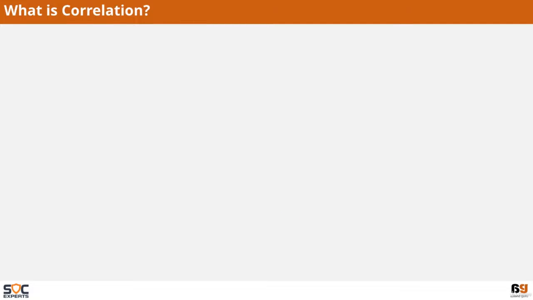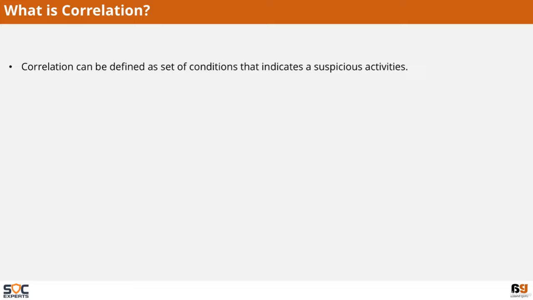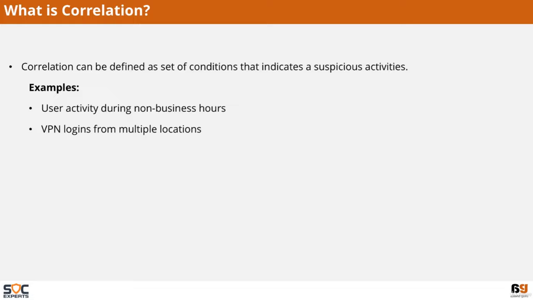What is correlation? Correlation can be defined as a set of conditions that indicates a suspicious activity. For example, user activity during non-business hours, VPN logins from multiple geolocations, multiple malwares on the same host.